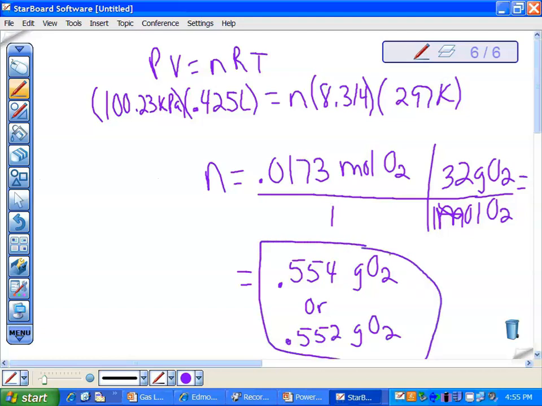And there is pretty much using PV equals nRT. Here's the catch. Keep that in liters. Of course, that has got to be in Kelvin, and then it can be either atmospheres or kPa. You'll use the appropriate R for that.